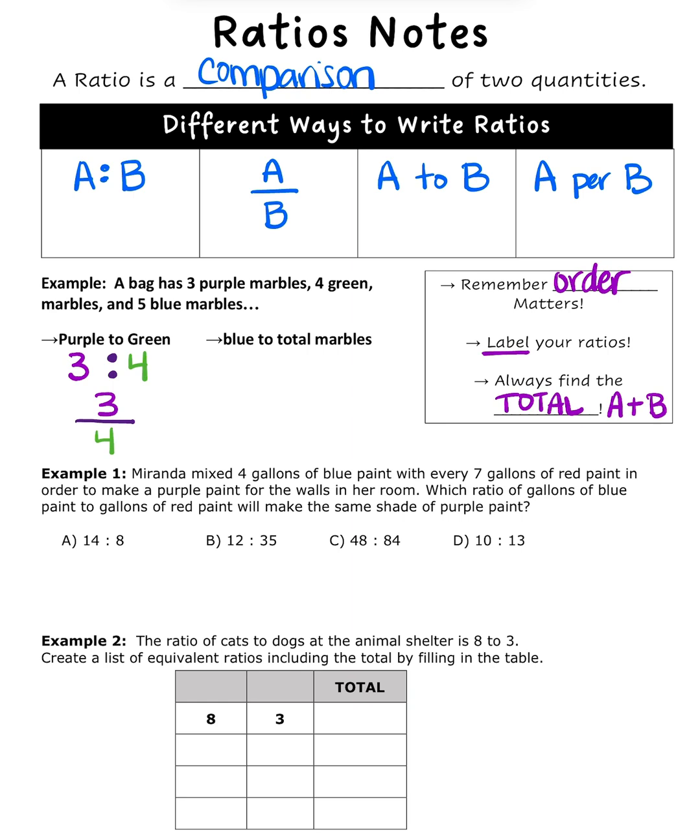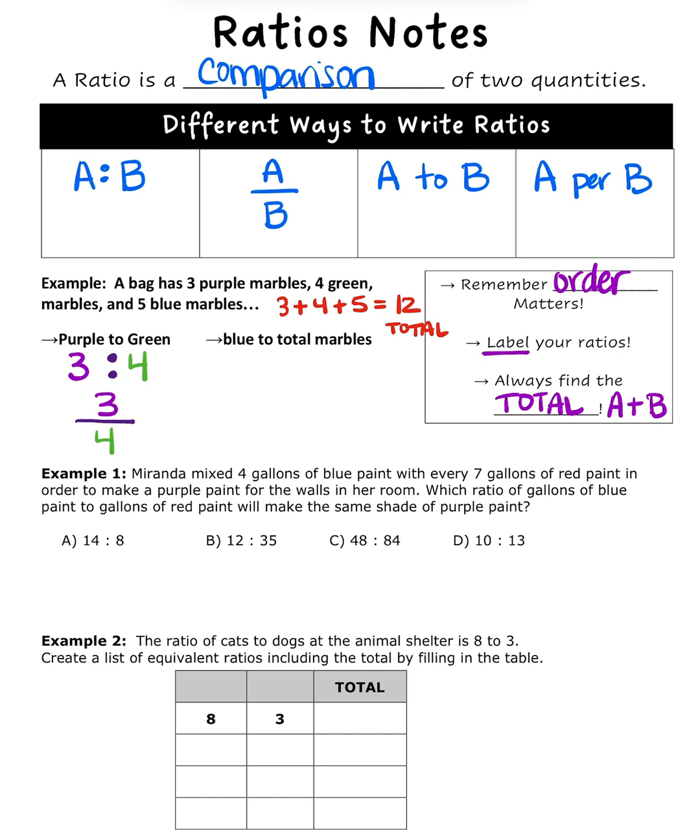All right, and then our next one that they're asking for says blue to total. So in the problem, did they give me total? They didn't. So I have to take my purple, my green, and my blue, and again, I'm going to add them together to find total. So I am going to grab 3 purple plus 4 green plus 5 blue, and that is going to equal 12 total marbles. Okay, 3 plus 4 is 7, 7 plus 5 is 12.